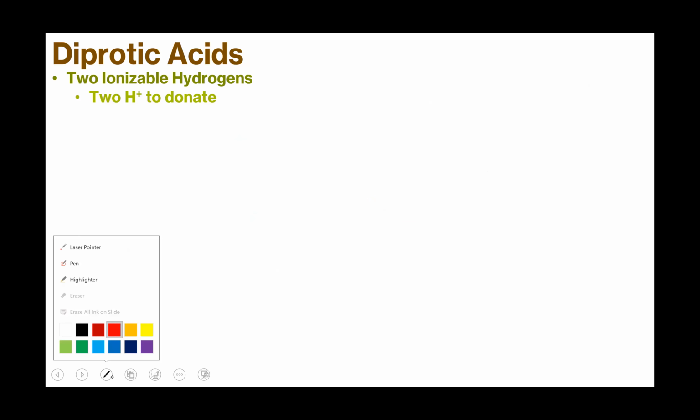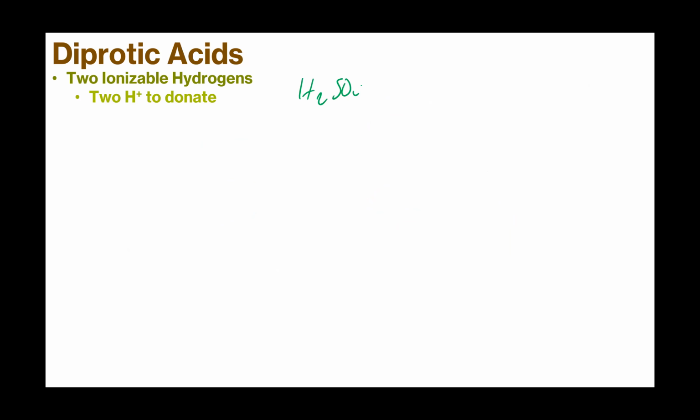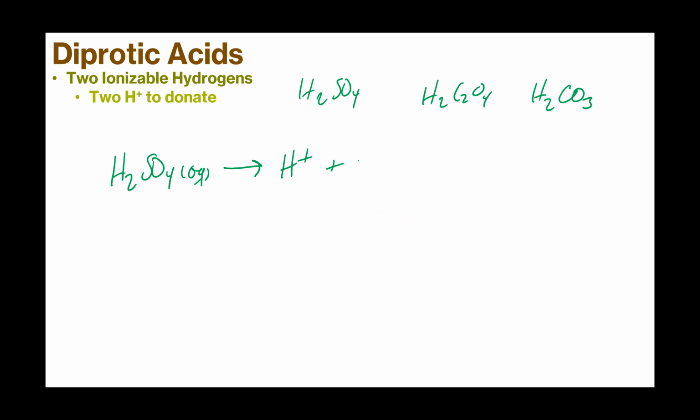We also have diprotic acids. We talked about sulfuric acid, that's one of those, H2SO4. Other examples are H2C2O4, oxalic acid, or carbonic acid, which we'll talk about in a little bit. They have two ionizable hydrogens. Remember we said that sulfuric acid is one of our strong acids, and it dissociates completely for the first ionization and makes the hydrogen sulfate ion.